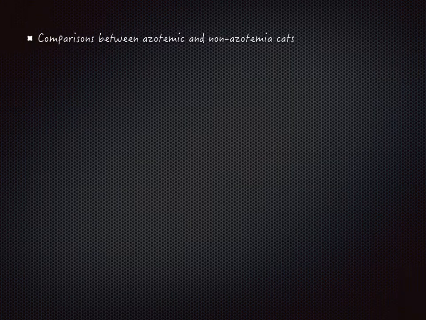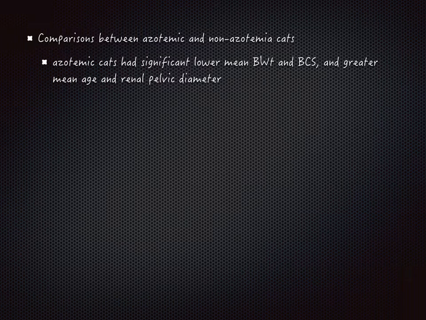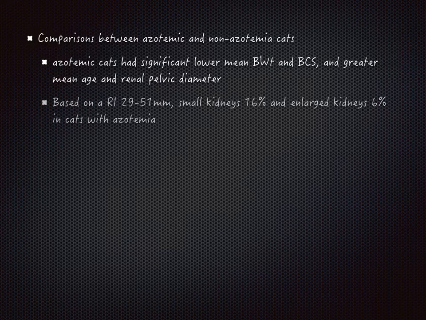In comparison between azotemic and non-azotemic cats, azotemic cats had a significant lower mean body weight and body condition score, and greater mean age and renal pelvic diameter. Based on a reference interval 29 to 51 mm as normal renal length, small kidneys and enlarged kidneys were present in only 16% and 6% cats with azotemia.